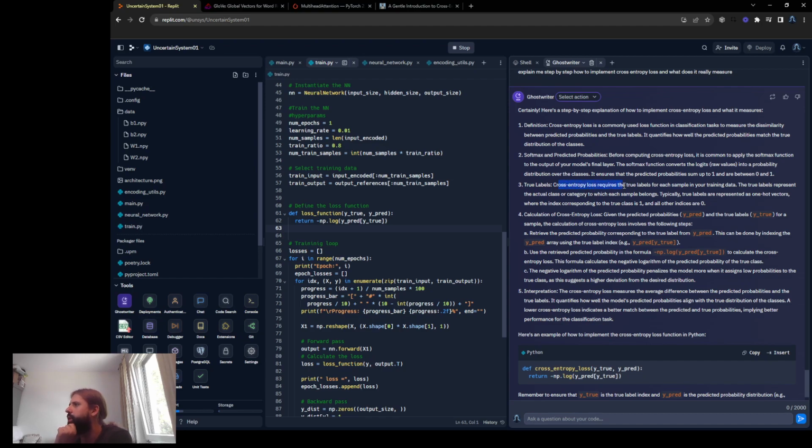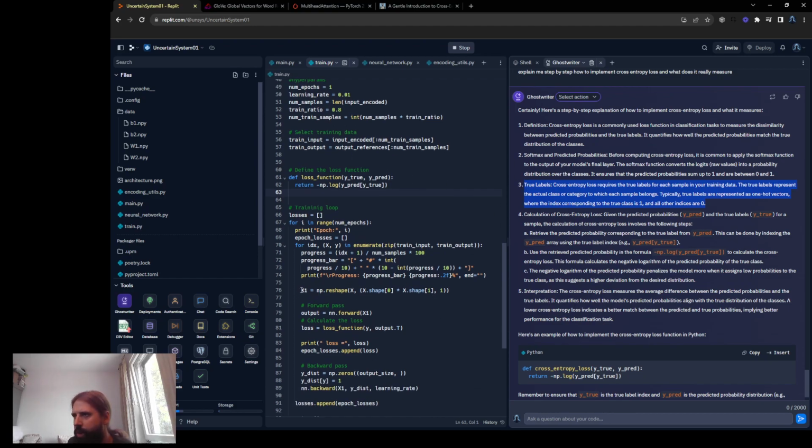True labels. Cross entropy requires the true labels for each sample in your training data. The true labels represent the actual class or category to which each sample belongs. Typically true labels are represented as one-hot vectors where the index corresponding to the true class is 1 and all others are 0. Okay, so that is done. I think this is correct. That's this basically. No, that is the loss function. Not correct though.